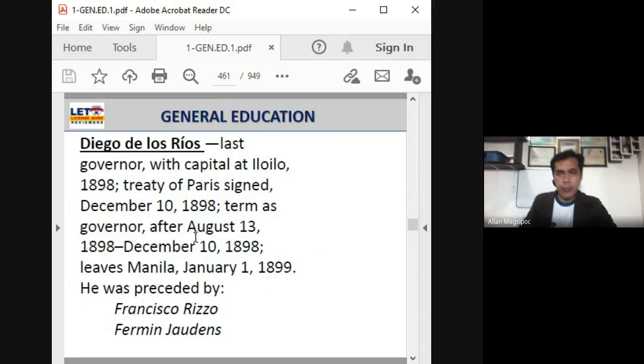And the term of the governor after August 13 is only months, no? Look at this. August 13, 1898 to December 10, 1898 lang siya. August, September, October, less than 3 months lang siya naging Governor General. When he left Manila in 1898, January 1. He was preceded by Francisco Rizzo on and Fermin Wadens. Preceded meaning nauna sa iya.